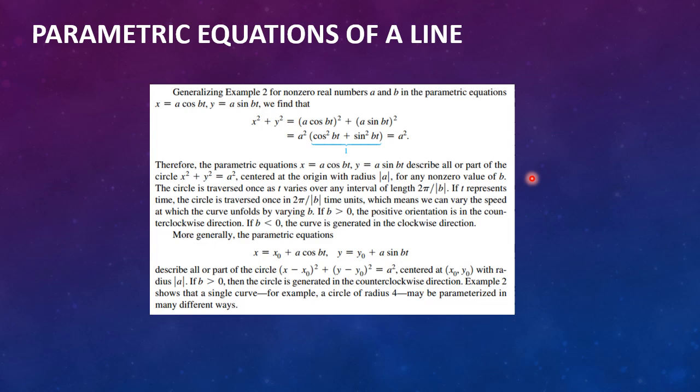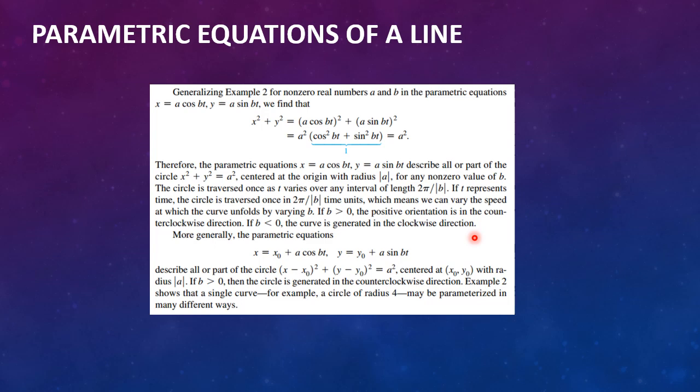More generally, the parametric equations x equals x sub 0 plus a cosine bt and y equals y sub 0 plus a sine bt describe all or parts of the circle (x minus x sub 0) squared plus (y minus y sub 0) squared equals a squared. So this is the circle that's centered at x sub 0, y sub 0 with a radius of a. If b is greater than 0, then again the circle is traversed in the counterclockwise direction.